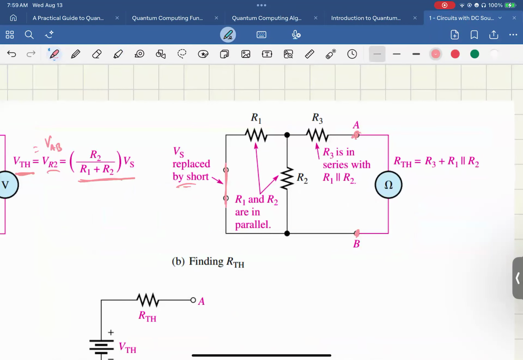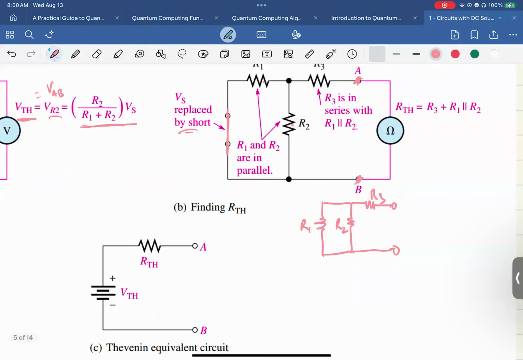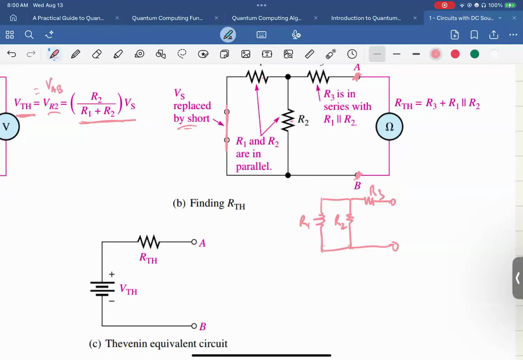Now, these are our specified output terminals, A and B. What is the Thevenin resistance there? Since this is shorted, it means R1 and R2 are parallel to each other. So we can redraw this as R1, R2, and then we have R3, and then that's the output.